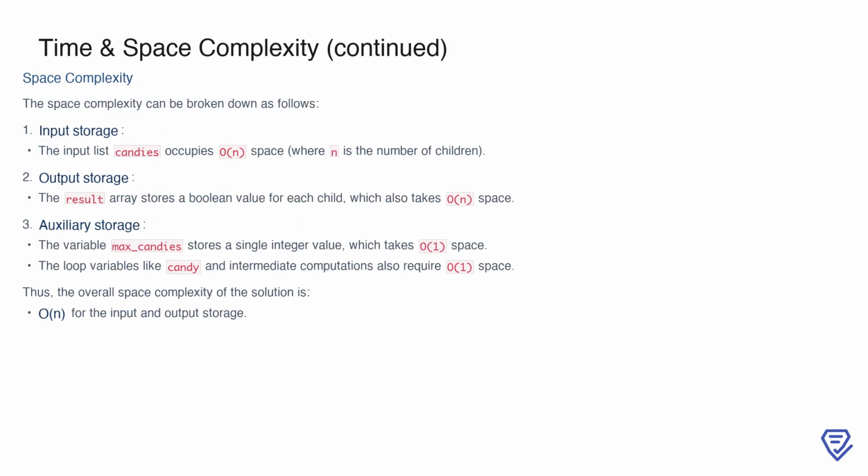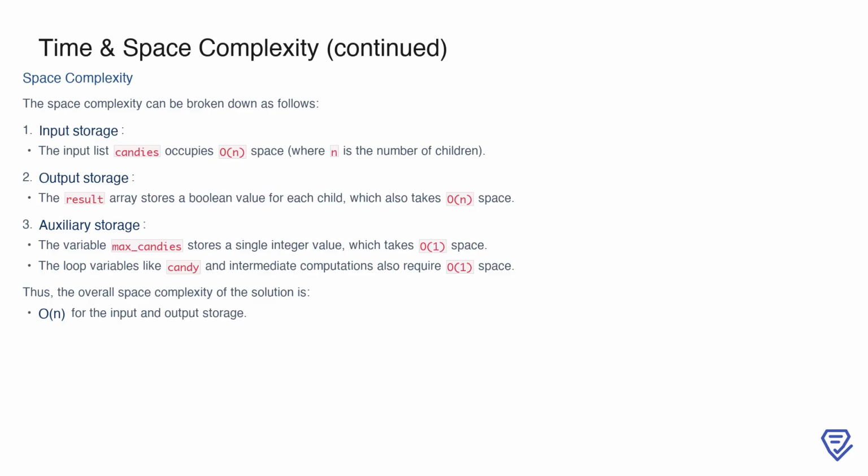In terms of space complexity, we analyze the memory requirements of the solution. First, the input list candies takes up O(n) space, where n is the number of children. This is because the input array must be stored in memory to perform the operations. Next, we consider the space needed for the output. The result array, which stores a Boolean value for each child, also requires O(n) space since it contains one element per child.